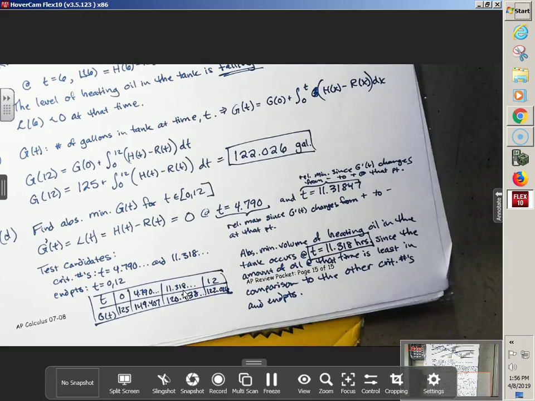I was super perplexed, like, what the? Because it's the relative max, there's no way it's an absolute min. Oh well, too bad, so sad.